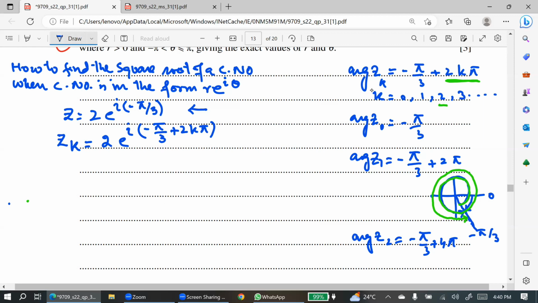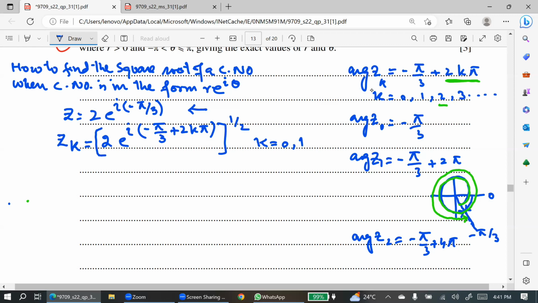The first step is we will add 2k pi in the argument. The second step is that we want to find out the square root, so we will take power 1 by 2. Now the values of k we will suppose are 0 and 1. If we put k is equal to 0 or k is equal to 1, then we will get the two square roots.